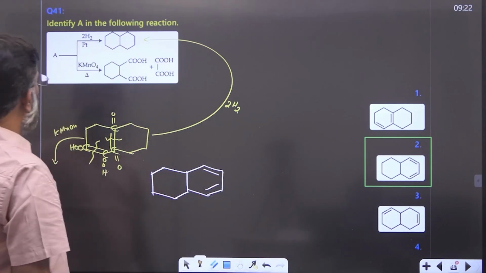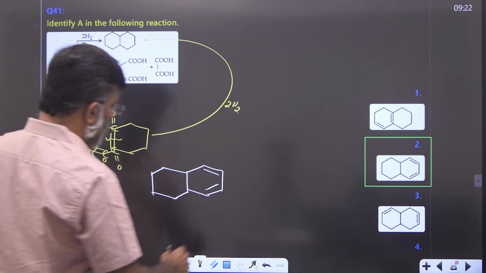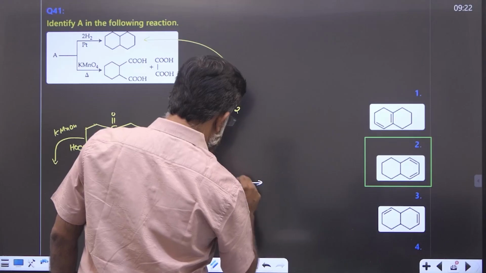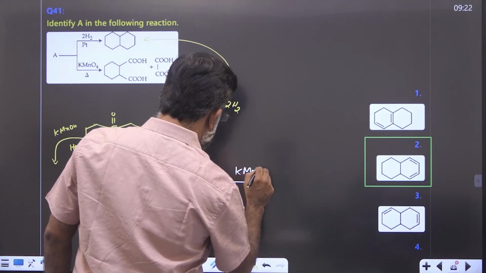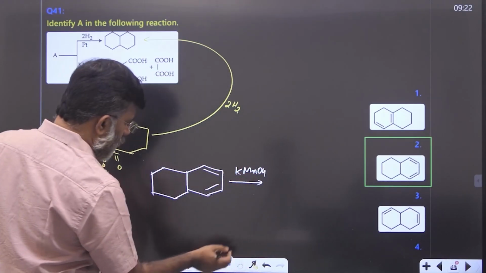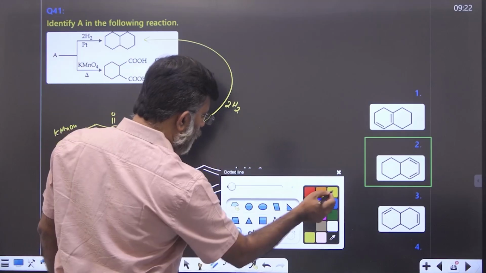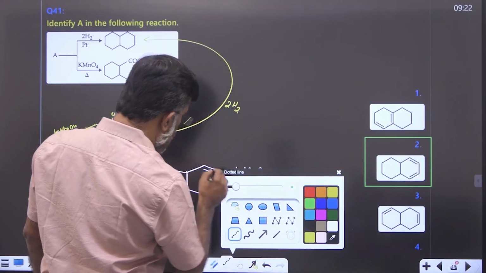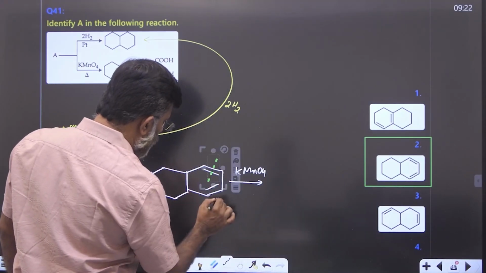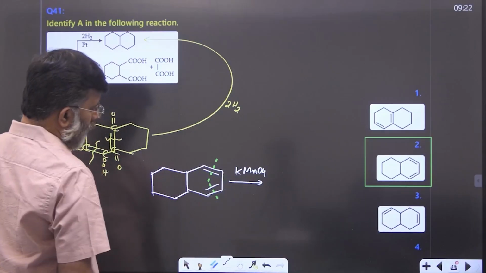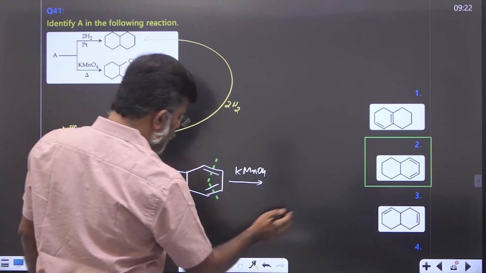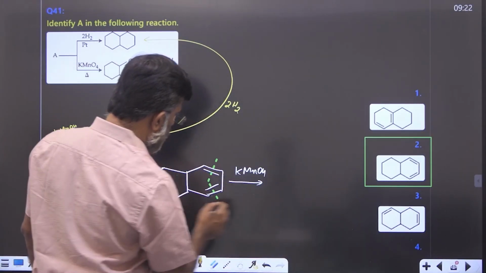And you see what will happen if it is treated with KMnO4. If you treat this with KMnO4, it's going to break over the double bond. It's going to break here and it's going to break here, isn't it? And now, what will be the result? You know the oxidation result.